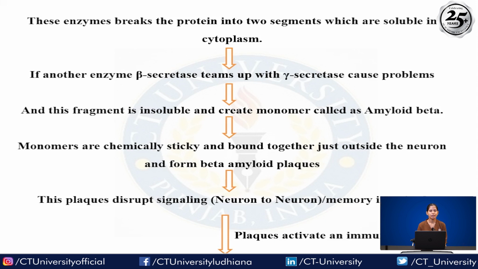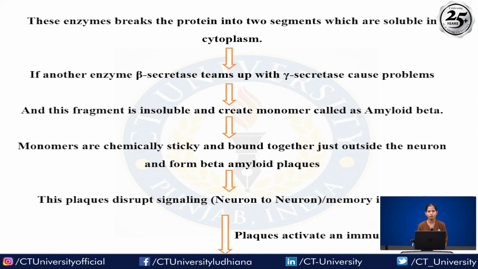Because the beta secretase enzyme is insoluble, it insolubilizes the protein. If the protein is insoluble in the cytoplasm, that means there is a deposition of protein, because in the normal phenomena the alpha and gamma secretase are the only enzymes helpful for the solubilization of APP proteins inside the cytoplasm. But if beta secretase attaches with the gamma secretase enzyme, that is insoluble and will cause a problem.